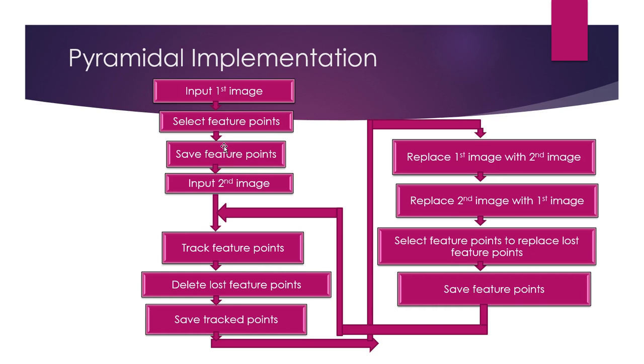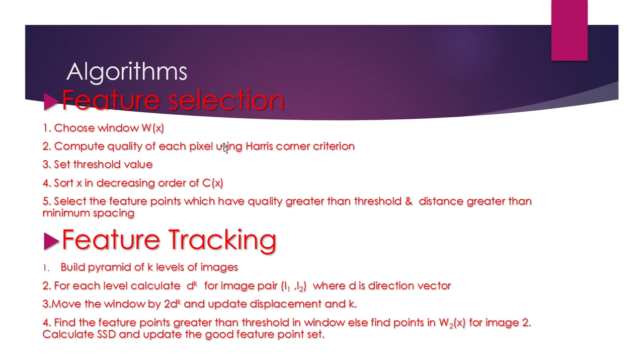This is the pyramidal implementation. Here we input the first image, then we select feature points and save them. Then we input the second image and track the feature points. Then we delete the lost feature points and save the track. As we can see, this is a recursive process. It helps us get a larger number of feature points, thus making it more robust, and it is also less computation intensive and computationally efficient, that is, it's fast, so it can be used for robust and real-time systems.